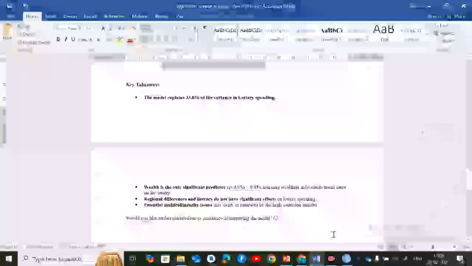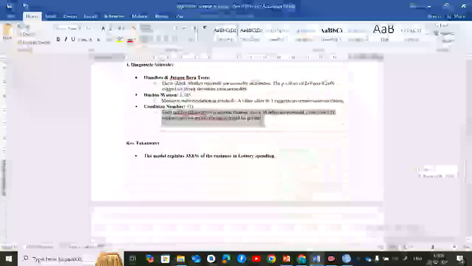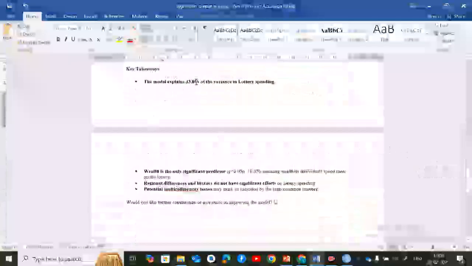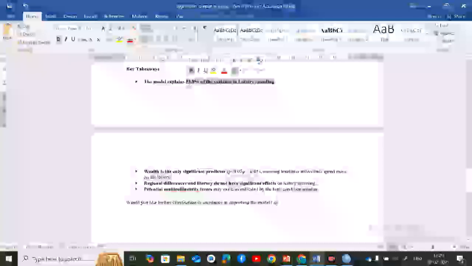If you have to summarize the model's output, because ultimately your organization is asking you to, how are you going to summarize it? The model explains 33.8% of the variance in lottery spending, which is quite good. But maybe your organization is asking you to increase the explainability of the model, the explainability of the lottery spending. So how are you going to improve the model performance?